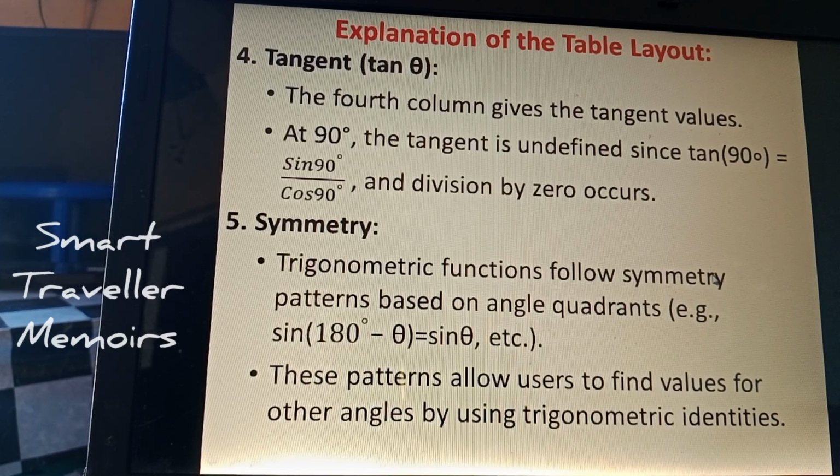Symmetrical functions follow symmetry. Trigonometric functions follow symmetry patterns based on angle quadrants. Sine 180 minus theta is equal to sine theta, etc. These patterns allow users to find values for other angles by using trigonometric identities. So we have 4 quadrants.